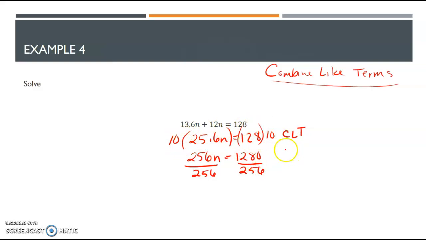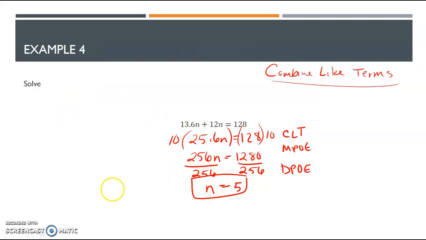So in order to get that, that was a multiplication property of equality move that I made, and now I'm going to do a division property of equality and divide both sides by that 256. So when I take 1,280 and divide by 256, I get that n will equal 5. And so again, that was that division property of equality in order to get there.